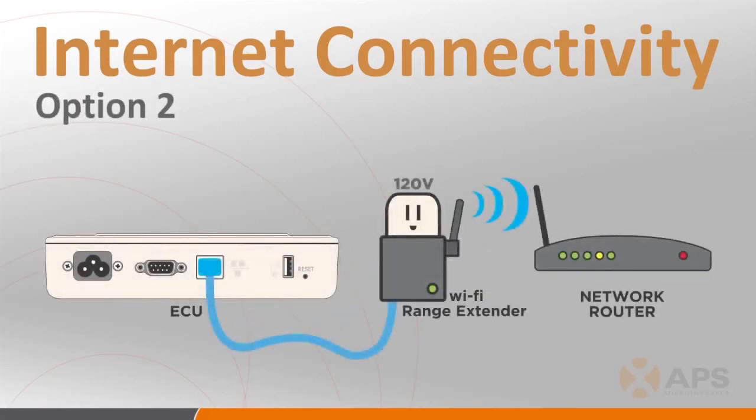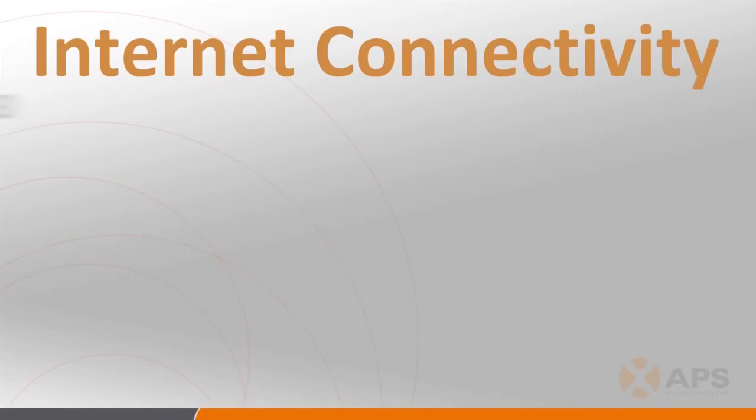Option 2 is to use a Wi-Fi range extender to wirelessly connect the ECU to a wireless broadband network router. This option requires you to connect the range extender to the ECU using a Cat5 Ethernet cable, which in turn connects to a wireless router.